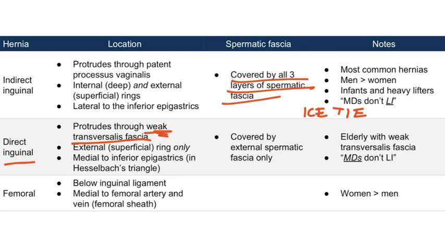Old people. So if you look over on the right column, we can see that direct inguinal hernias often occur in elderly people who have weak transversalis fascial layers. And which rings do the intestines protrude through? The external or superficial ring, and that's the only ring they protrude through. This is a very important point. And they occur medial to the inferior epigastrics, which means they occur within Hesselbach's triangle. And strangely, these are covered only by the external spermatic fascia.